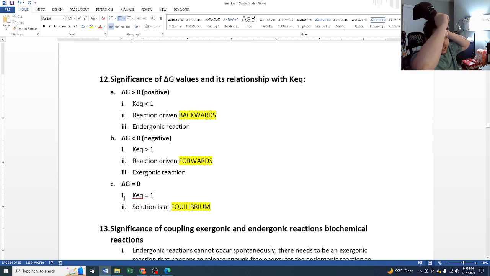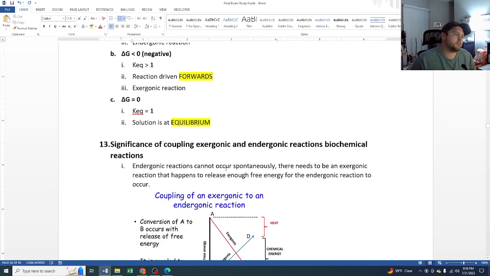But if our delta G is greater than 0, meaning it's very, very positive, our KEQ is going to be less than 1. So the reaction is driven backwards. Endergonic reactions. If it's more than 1, it's going to be exergonic. It's going to go forwards, meaning from reactants to products.